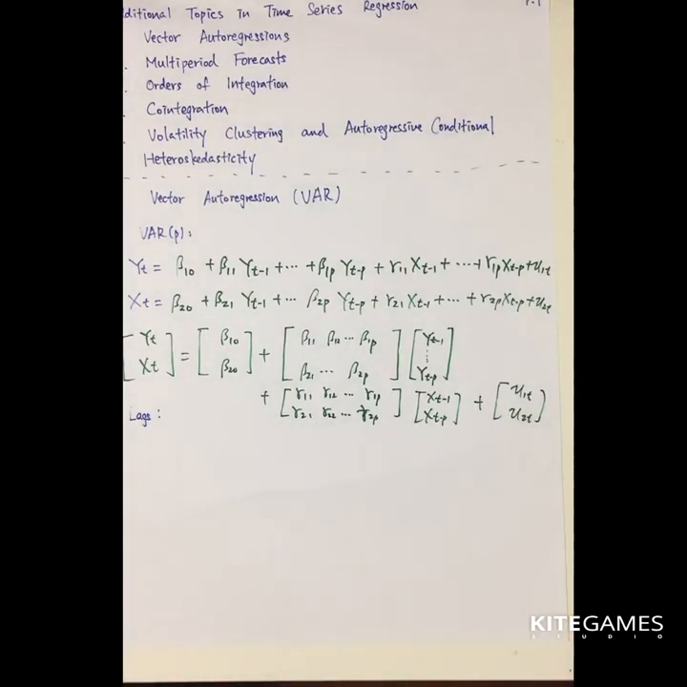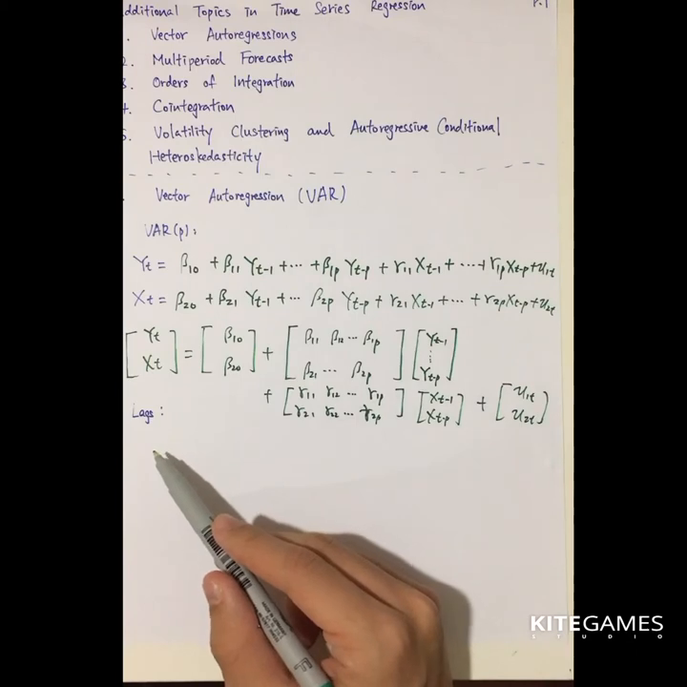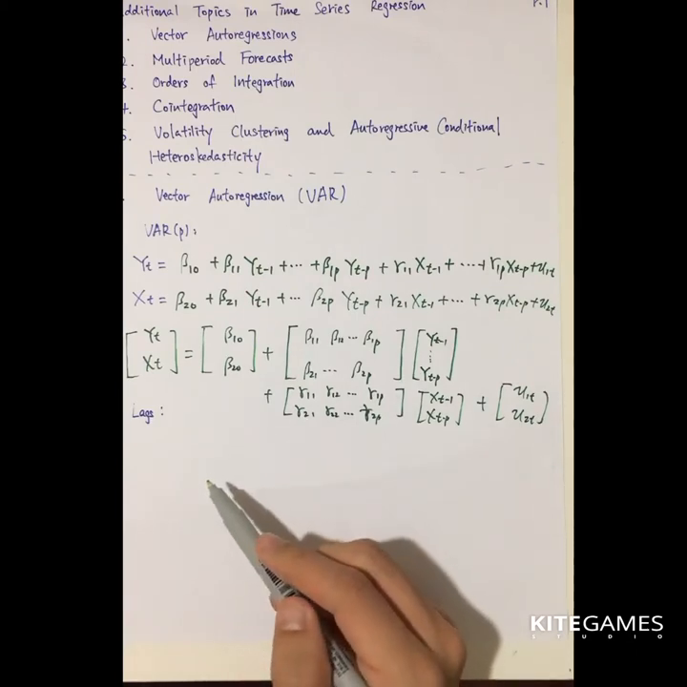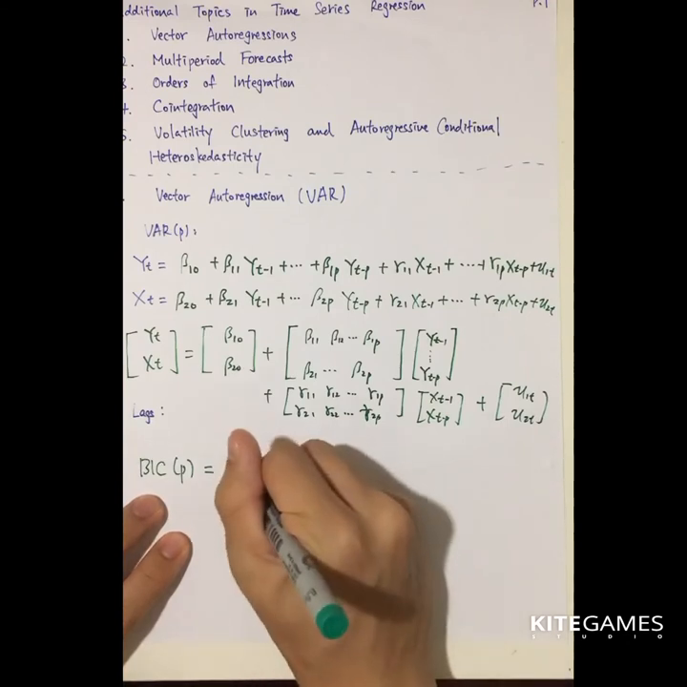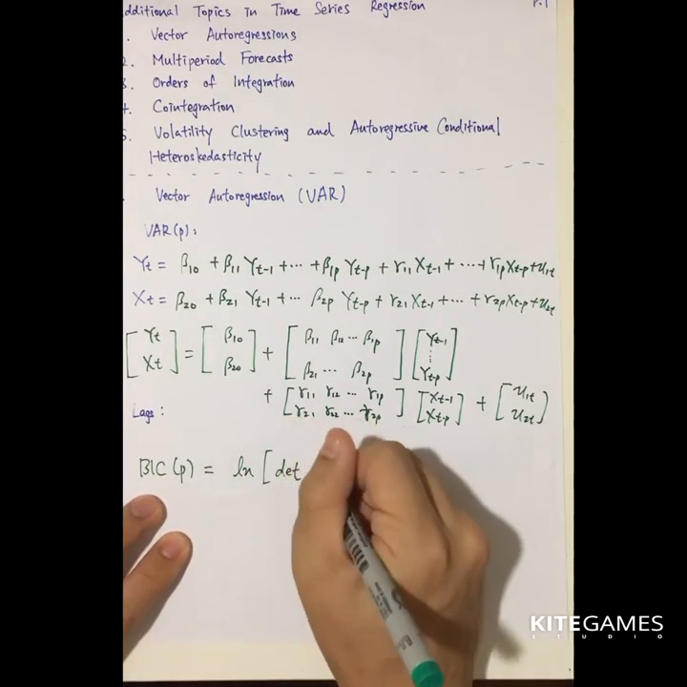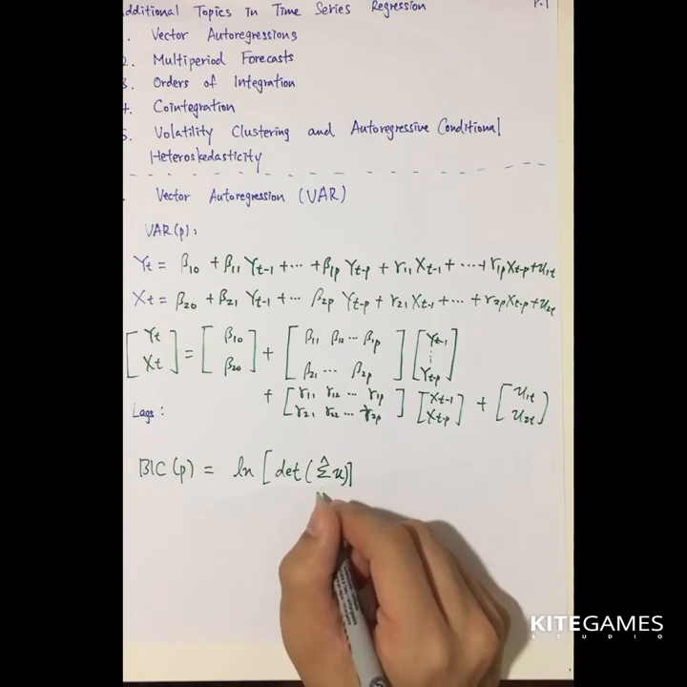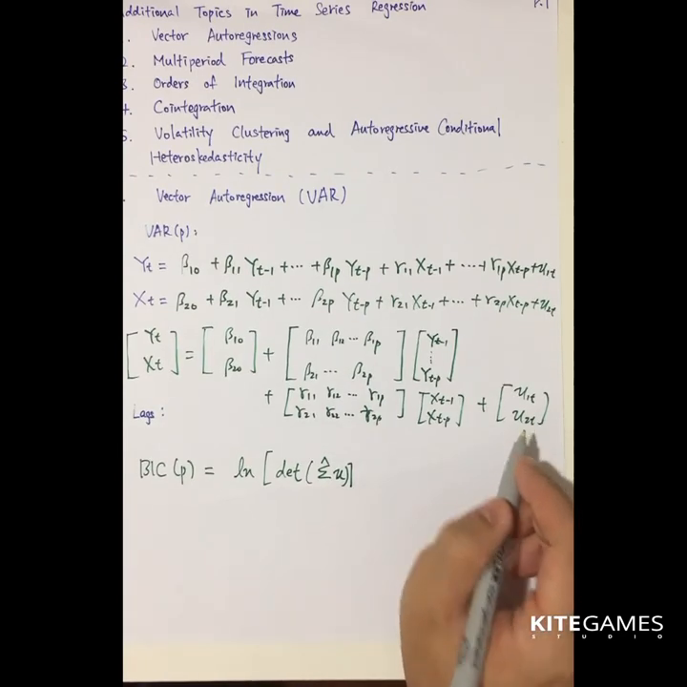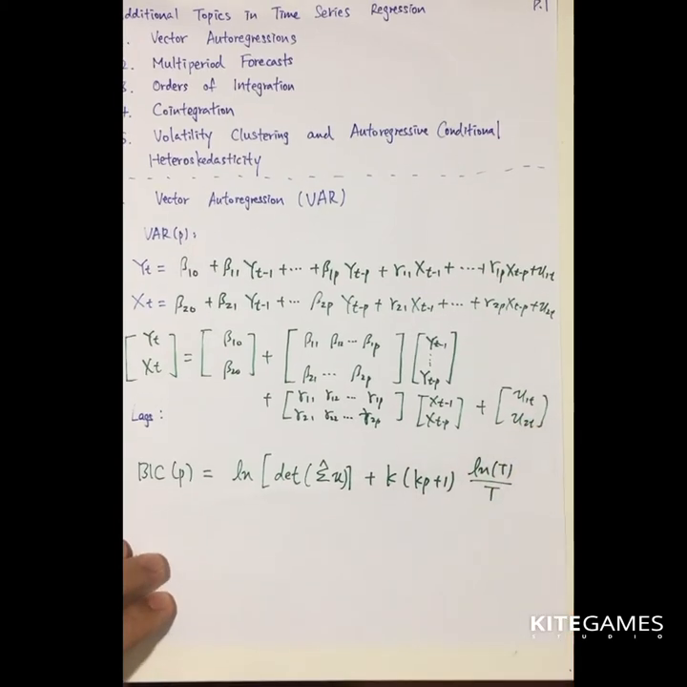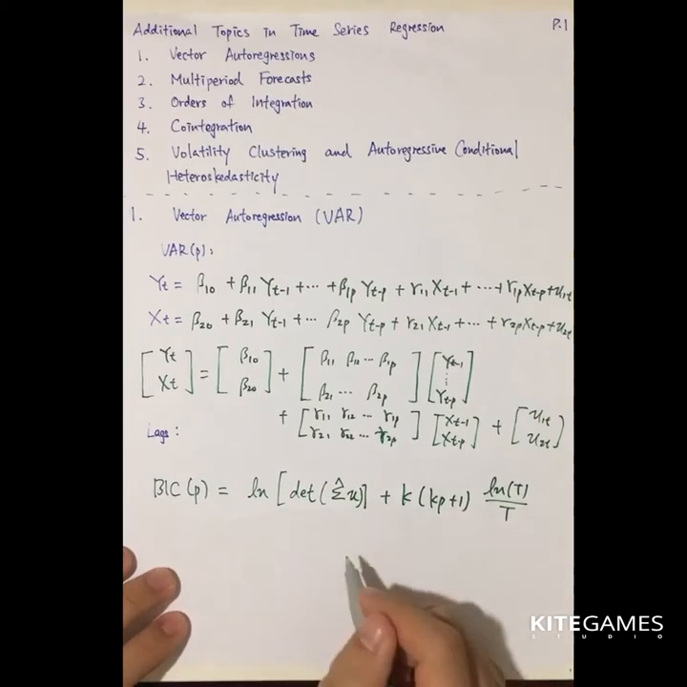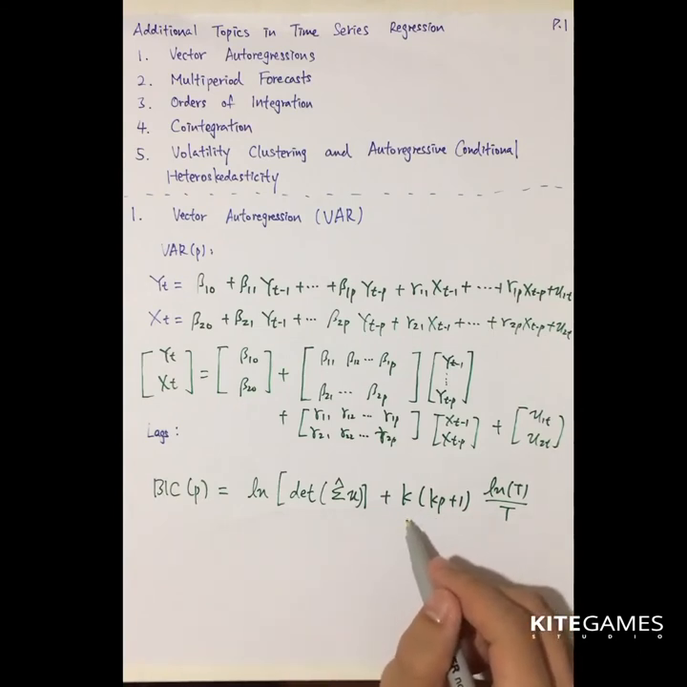Again, in the VAR model we can also determine the number of lags. In the AR model we use the BIC and AIC, and again here we can use the BIC and AIC. The BIC equals the log of the determinant of the covariance matrix of the error term, plus k times (kp plus 1) times the penalty term. So the formula is similar to the BIC in the AR model. We just modify it a little bit: we need to calculate the covariance matrix of the VAR error, and we need to add the k.